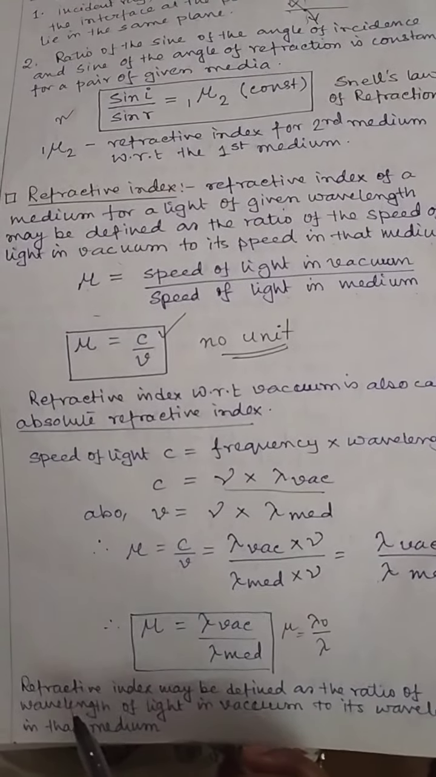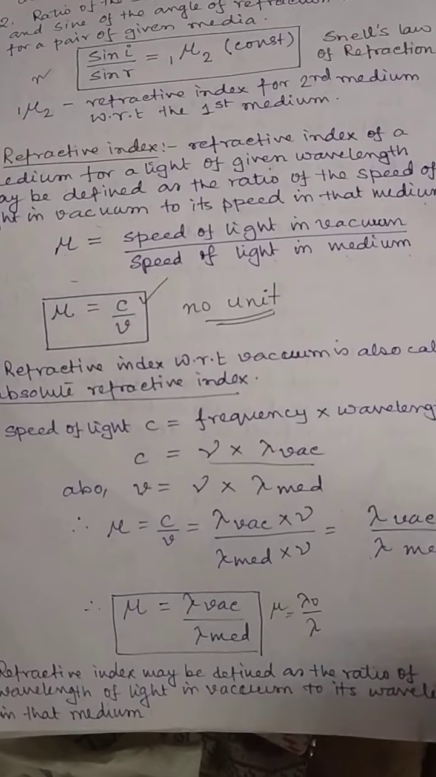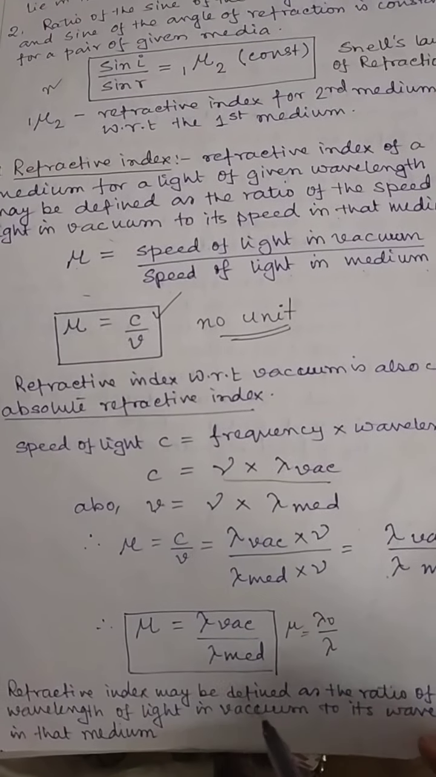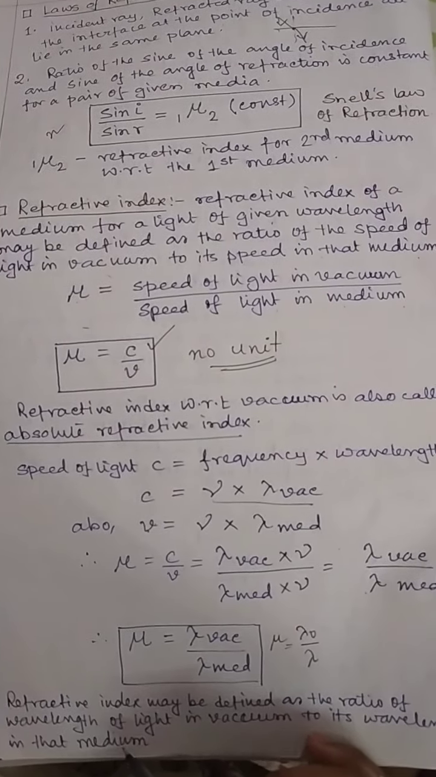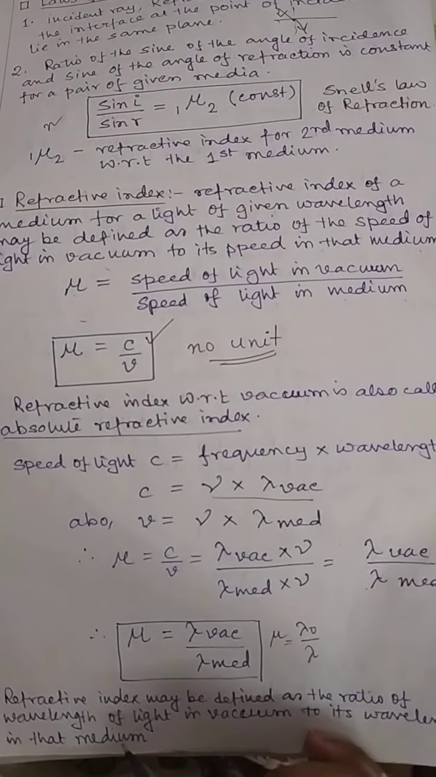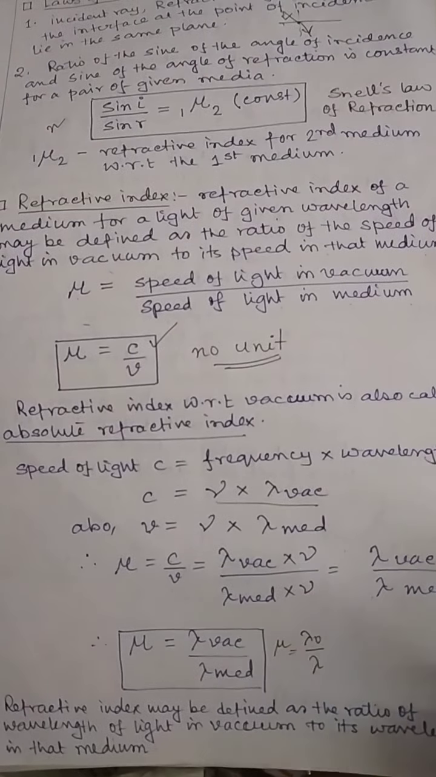So here we can define refractive index. Refractive index may be defined as the ratio of wavelength of light in vacuum to its wavelength in that medium. So this is another definition of refractive index. So we have two definitions. This is one definition and this is another definition.